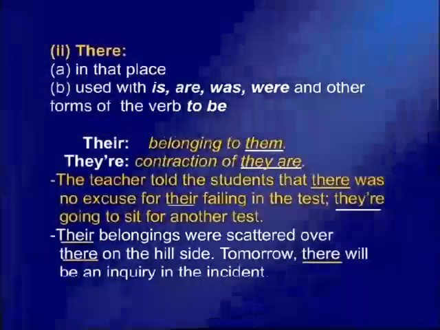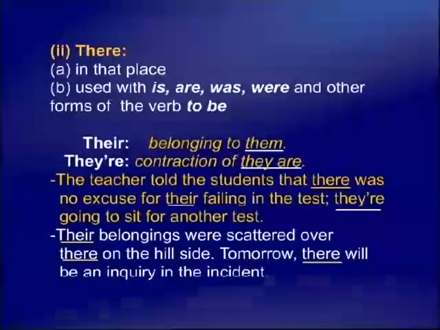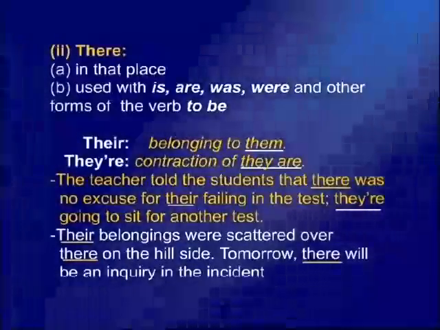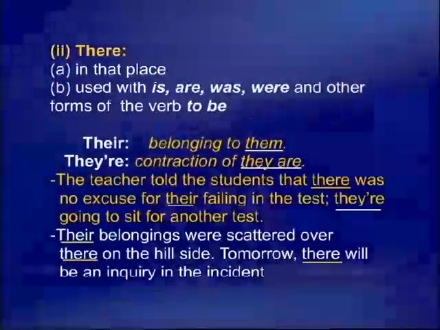Now look at these sentences. The teacher told the students that there was no excuse for their failing in the test. They're going to sit for another test. The first there, T-H-E-R-E. The second, excuse for their, T-H-E-I-R. And the third one is a contraction of they are. They are going to sit for another test.